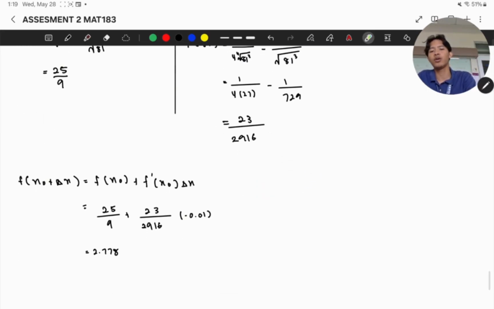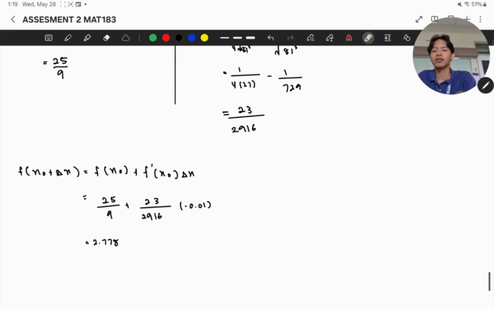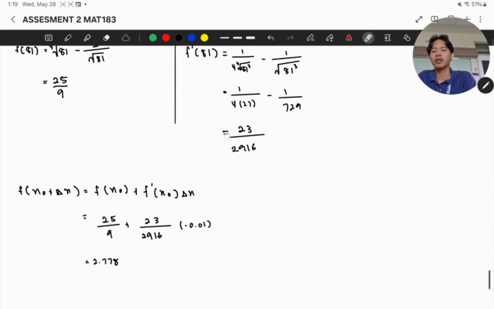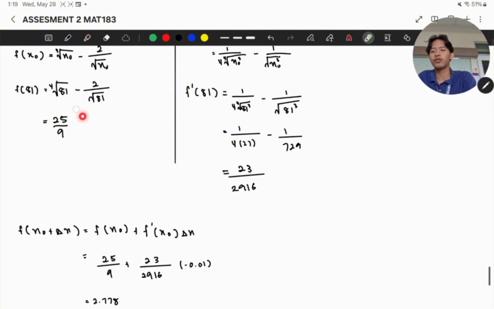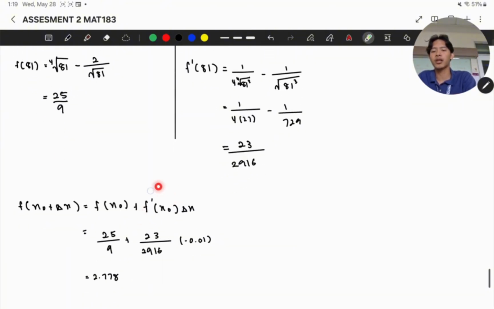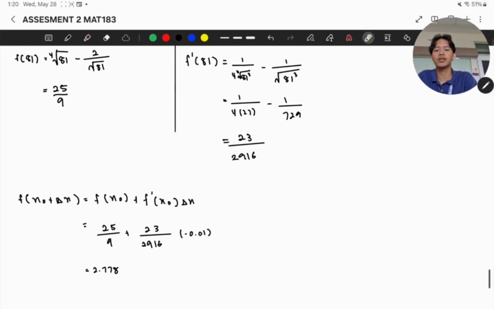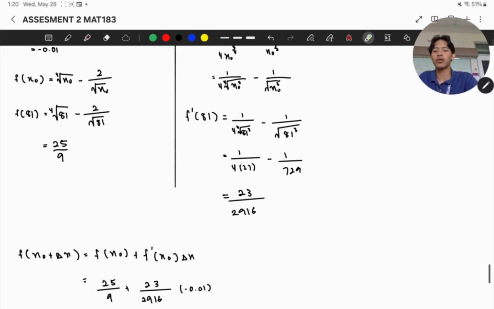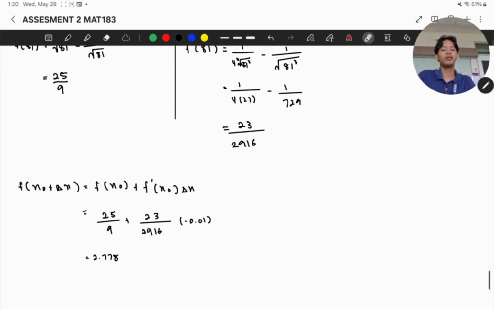Okay, then we have all of this equation. Then just substitute all the values that we found. So f of x sub 0, we have 25 over 9 plus f prime of x sub 0, which is 23 over 2916, and multiply by delta x, which is negative 0.01. Then we have the final answer, which is 2.778.